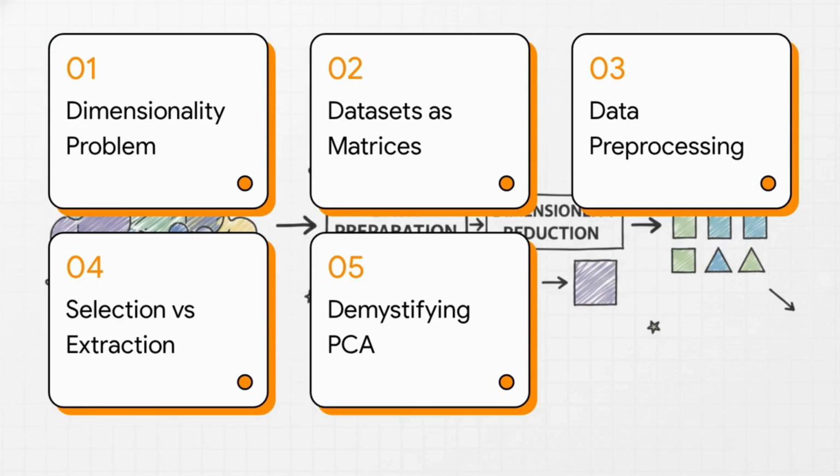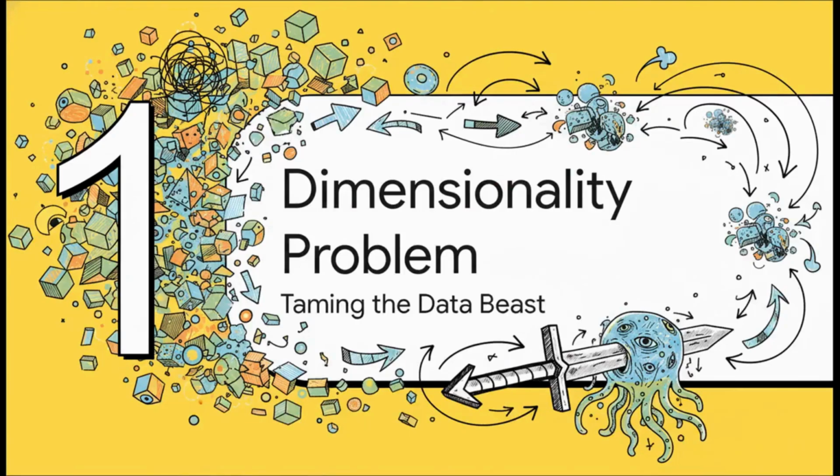First, the dimensionality problem. Second, treating datasets as matrices. Third, the data preprocessing pipeline. Fourth, feature selection versus feature extraction. And finally, demystifying principal component analysis. All right, starting with Section 1, the dimensionality problem.